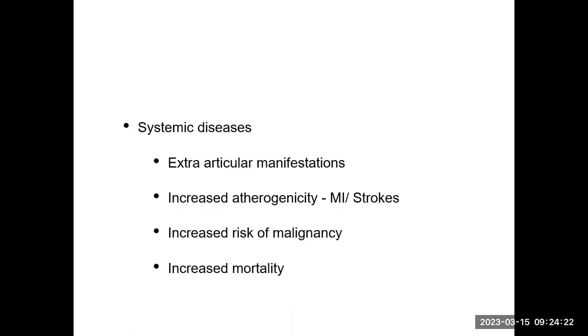Not only joints are affected. So we know how joints can be affected. Inflammatory arthritis are systemic syndromes, compared to degenerative conditions. They can have extra-articular manifestations. They vary according to the type of the disease. And you have generalized inflammation. It increases atherogenicity, increased risk of myocardial infarctions, increased risk of strokes. Some studies say the risk of MI and strokes in rheumatoid arthritis is the same as in diabetes mellitus, and there's increased risk of malignancy and increased mortality. So that's why we have to pick inflammatory arthritis.